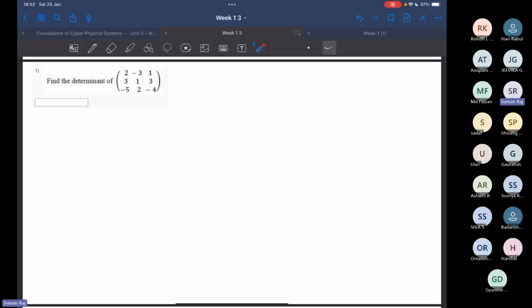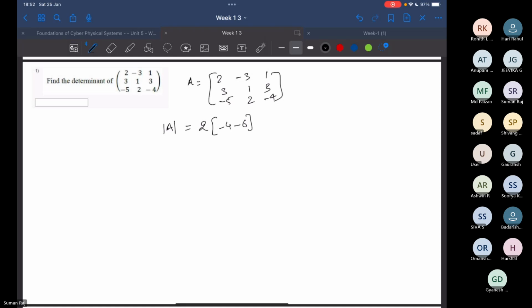So there are basic questions over here. The first one is find the determinant of this matrix. So if you have this, 2 minus 3 1, 3 1 3, minus 5 2 and minus 4, how do you calculate the determinant of this? So 2 into, you have minus 4 minus 6 minus of minus 3.